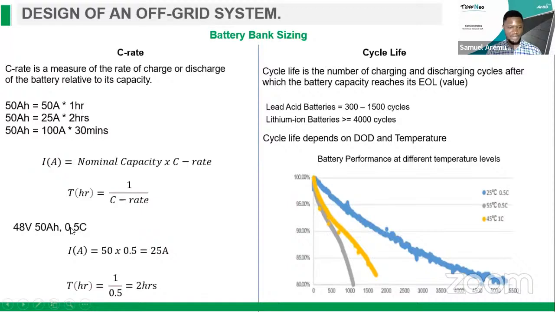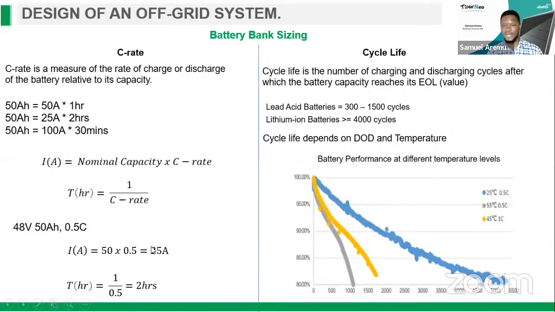So I made a small example here. Let's say you have a battery of 48 volts by 50 amp hour. That means the rated or nominal voltage is 48 volts, and your nominal capacity is 50 amp hour, and the C rate is 0.5C. Now, what is the amount of current this battery can discharge over time? You multiply your nominal capacity by 0.5, which is the C rate, and you have 25 amp hour. And the time will be 1 divided by 0.5, which is 2 hours.